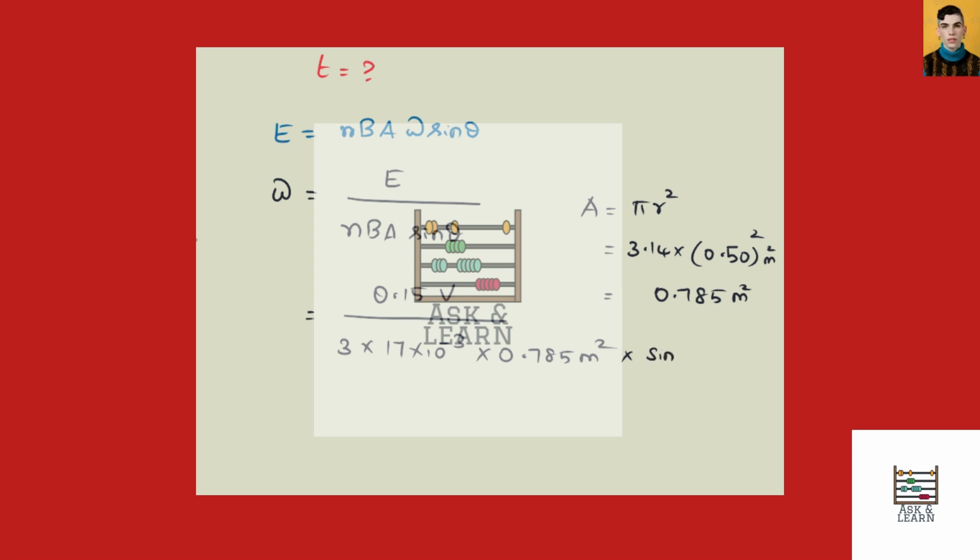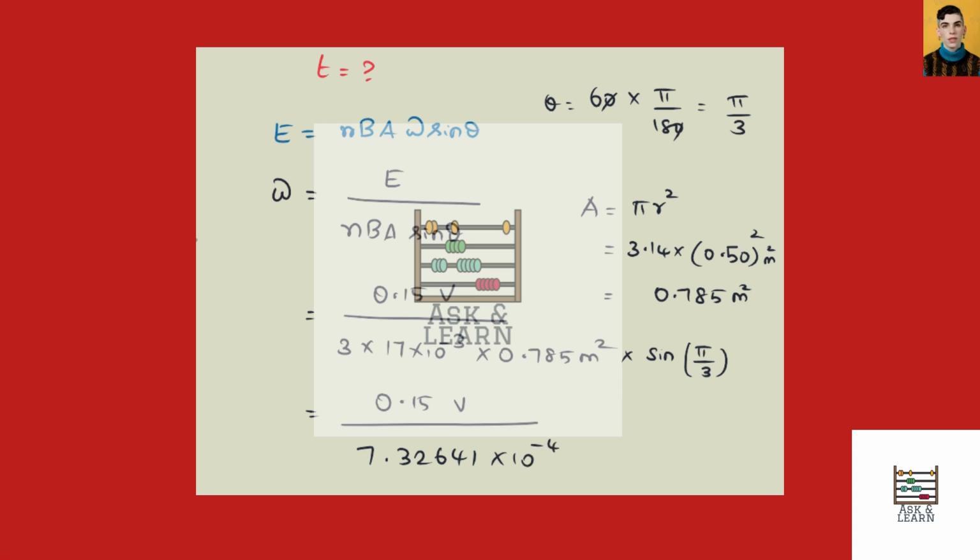We have to put theta in radians. Therefore, sine pi by 3. Since theta is equal to 60 degrees, when it is converted to radians, it is pi by 3. Now on computing these numerical values, we get 0.15 volt divided by 7.32641 into 10 power minus 4.